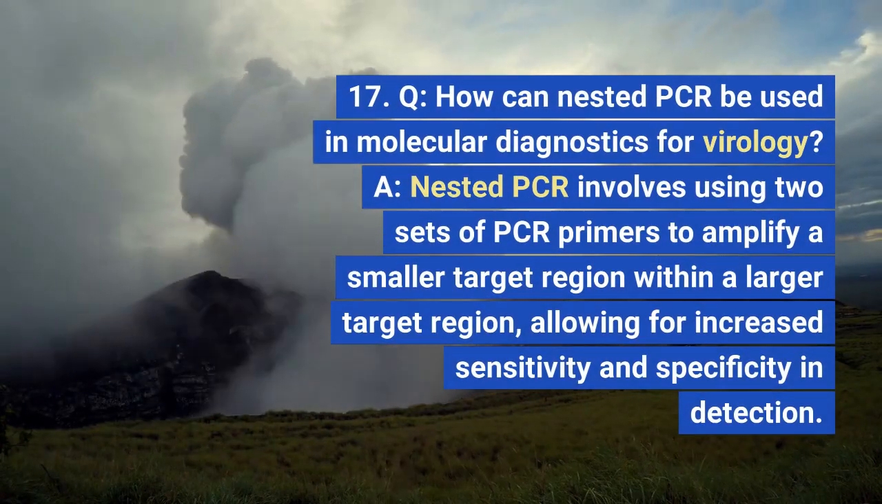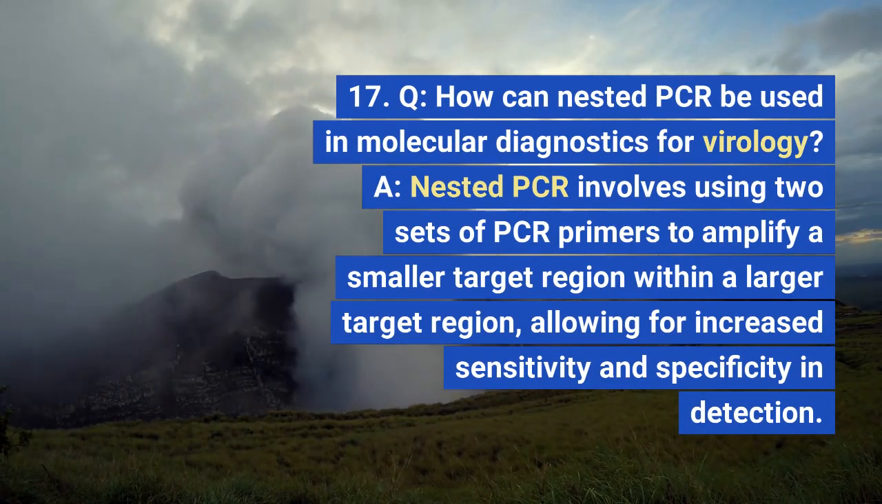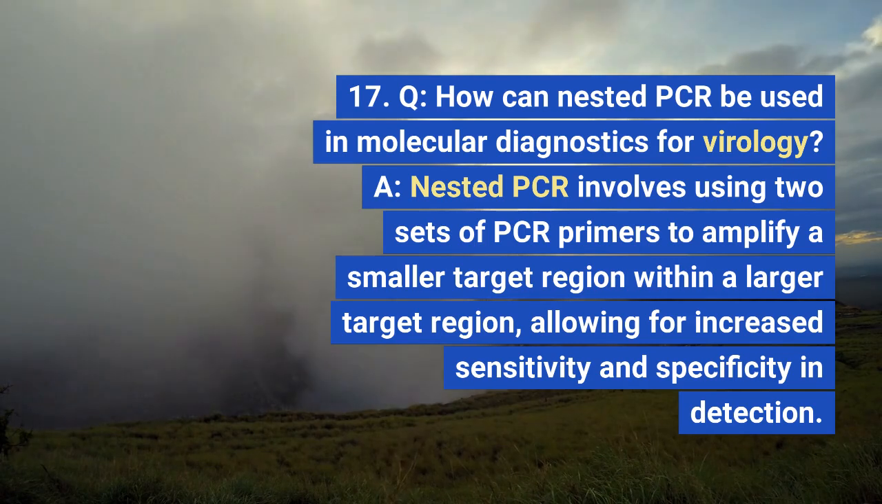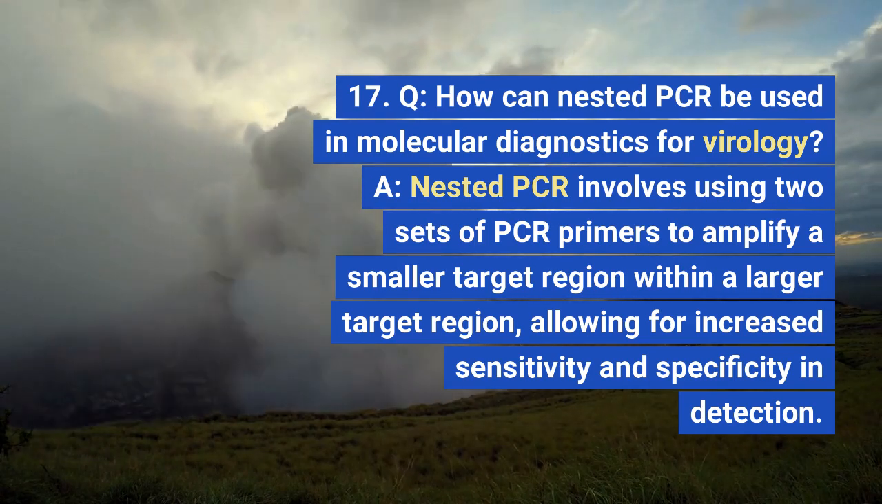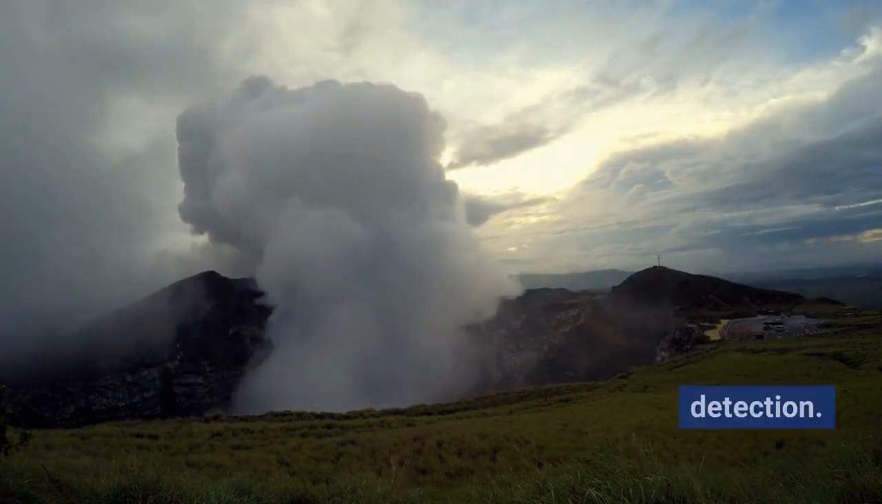17. Q. How can nested PCR be used in molecular diagnostics for virology? A. Nested PCR involves using two sets of PCR primers to amplify a smaller target region within a larger target region, allowing for increased sensitivity and specificity in detection.